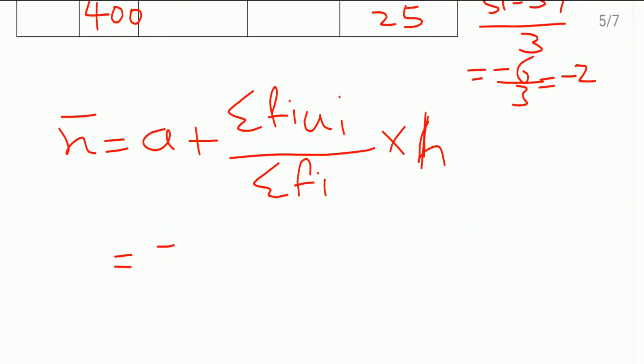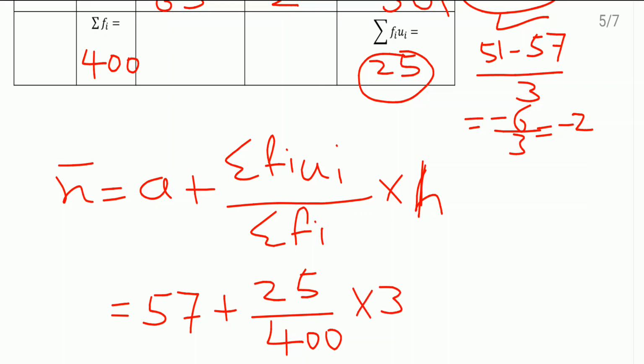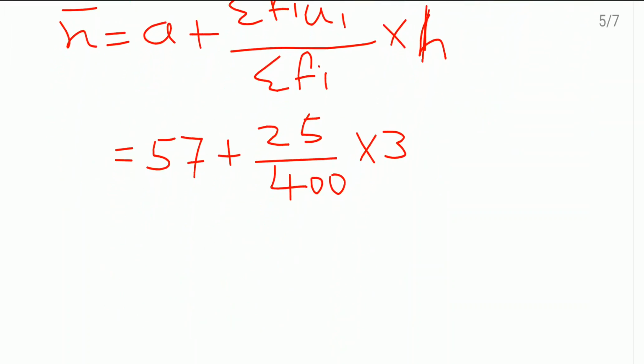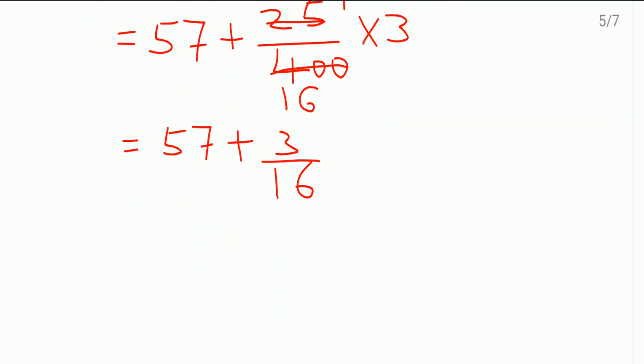So we'll substitute the values. A is what? 57 plus sigma fi ui, it means this value 25. So this is 25 here. This one is 400 here, into h, which means 3. Okay, now see here. I'll write down 57 as it is, plus 25 ones are 25, then 15, that means 150, 25 sixes are 150. So here 3 by 16. Okay. Now I will not do LCM. If you do the LCM, the calculation becomes a little lengthy. So 3 by 16 only I will do here.